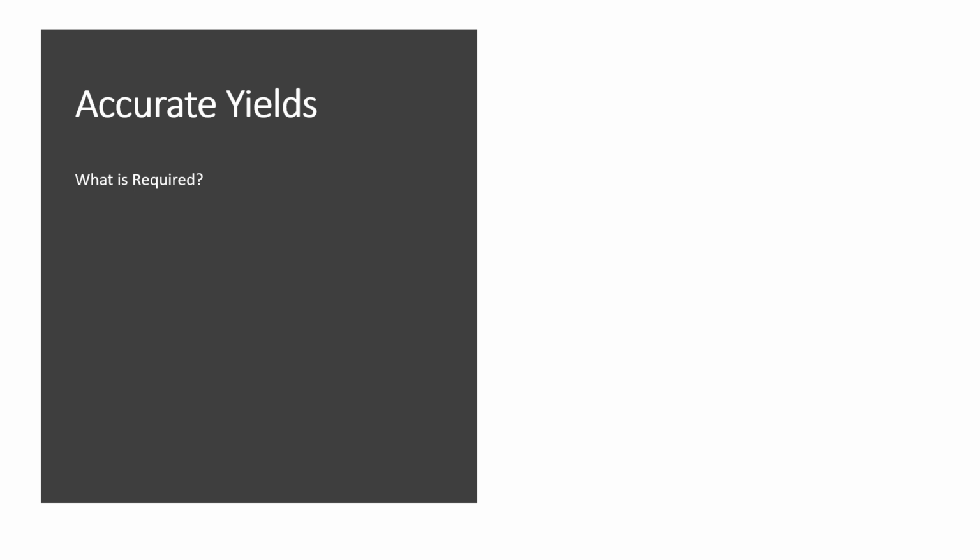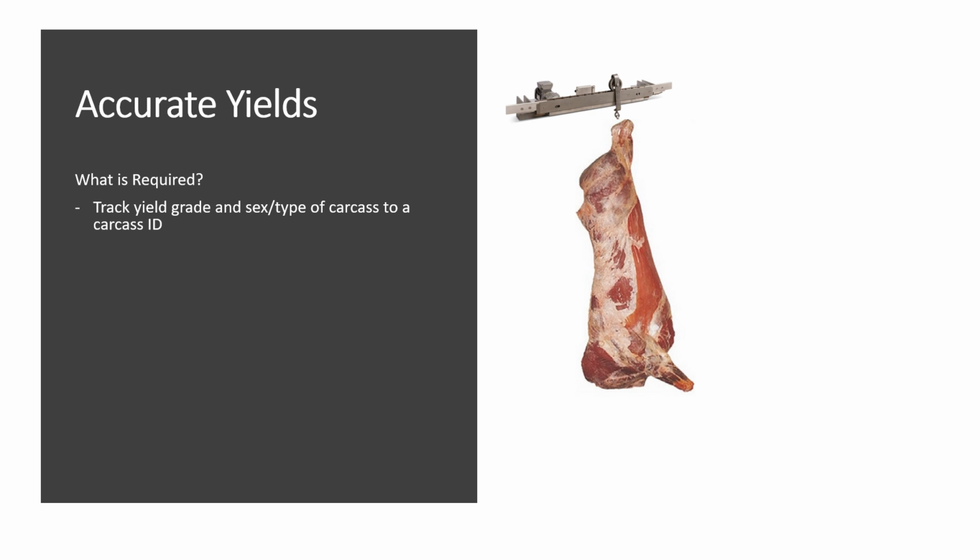Accurate yields. What is required? Track the yield grade and sex type of carcass to a carcass ID. So we would know that this is a yield grade 3 steer, or yield grade 2 Holstein, or whatever that might be. That's attached to that carcass as it comes into fab.